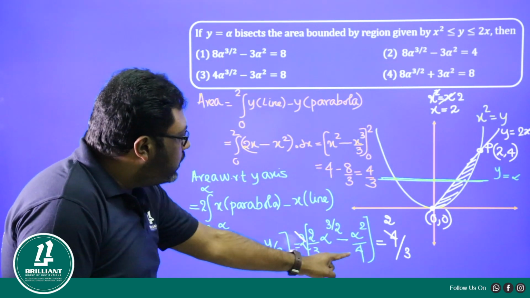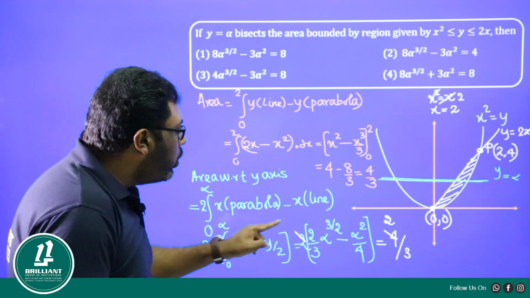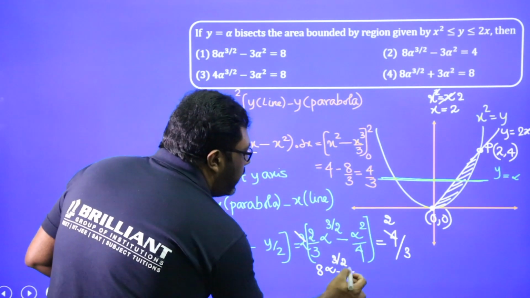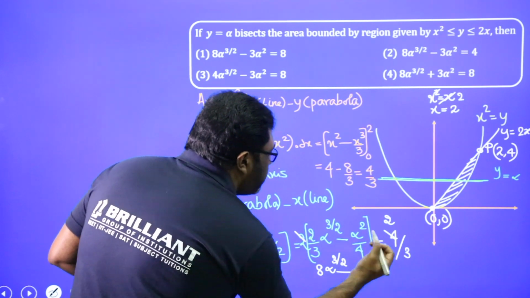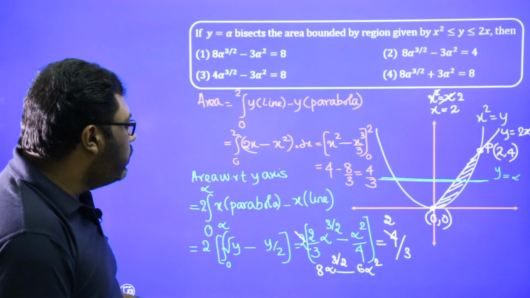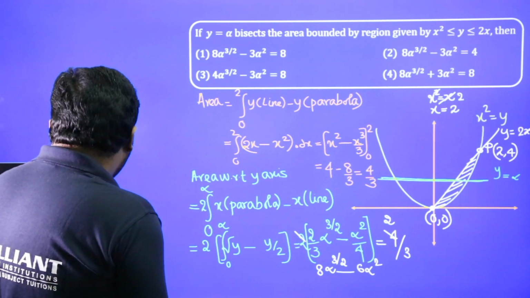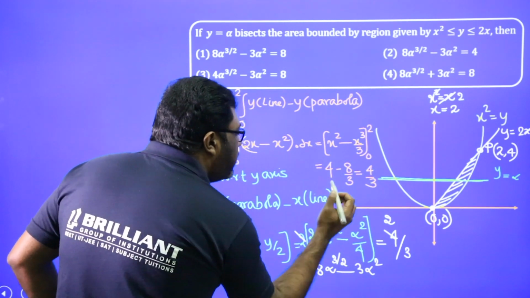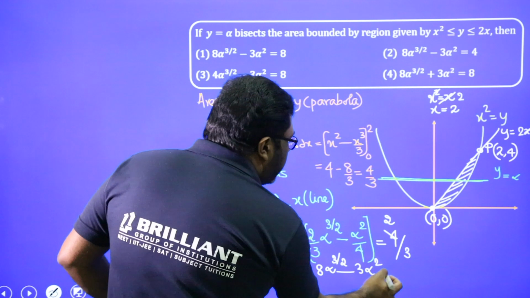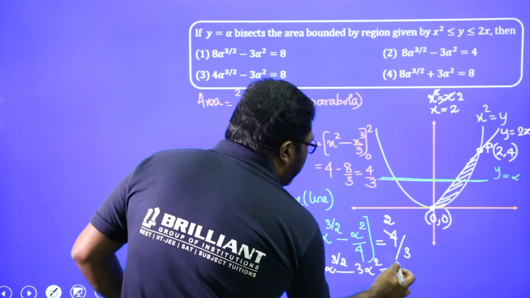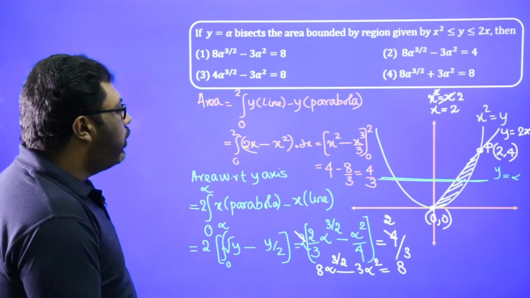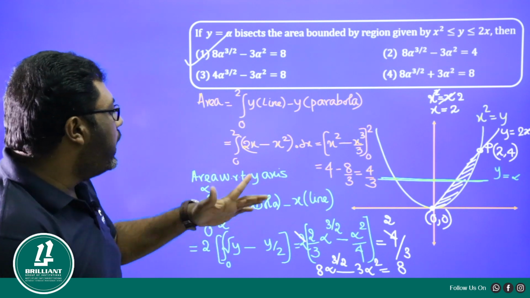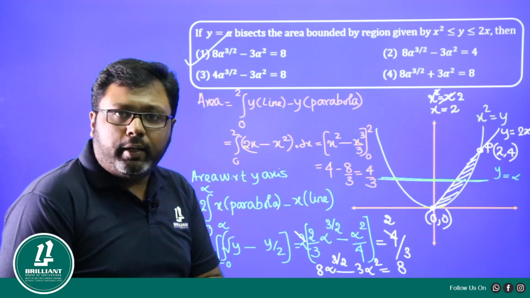Yes. Now this is 12, LCM is 12, so 4 becomes 8 alpha raised to 3 by 2 minus 3 alpha squared minus 3 alpha squared. 8 alpha raised to 3 by 2 minus 3 alpha squared is equal to 24 by 3, which is 8. Okay, now that is option 1. Option 8 alpha raised to 3 by 2 minus 3 alpha squared is equal to 8.